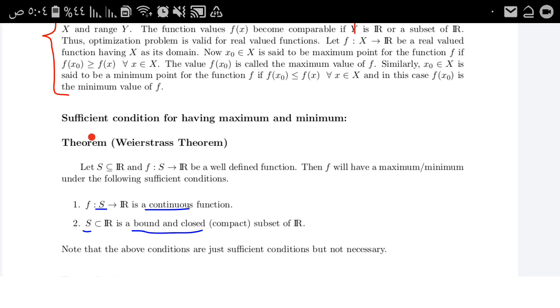So, the Weierstrass theorem says that the function f will have a maximum or minimum, which means absolute maximum or absolute minimum in this textbook, if the following two conditions are satisfied. The first condition is that the function f in the domain S should be continuous, and the second condition is that the domain S should be bounded and closed.